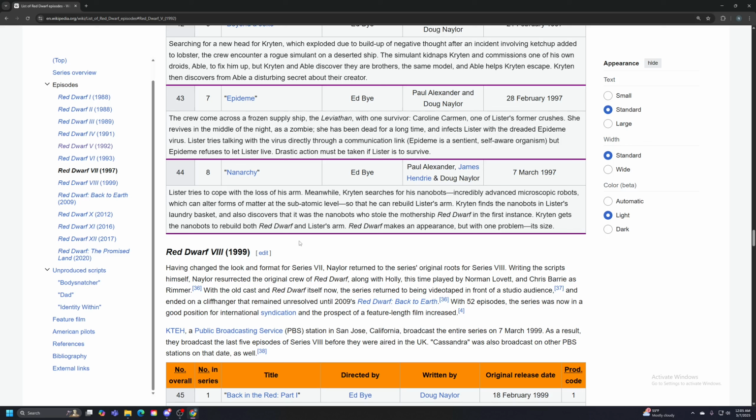Episode 8, Nanarchy. Lister tries to cope with the loss of his arm. Meanwhile, Crichton searches for his nanobots, incredibly advanced, microscopic robots which can alter forms of matter at the subatomic level, so that he can rebuild Lister's arm. Crichton finds the nanobots in Lister's laundry basket and also discovers that it was the nanobots who stored the mothership Red Dwarf in the first engine. Crichton gets the nanobots to rebuild both the Red Dwarf and Lister's arm. Red Dwarf makes an appearance, with one problem, its size.